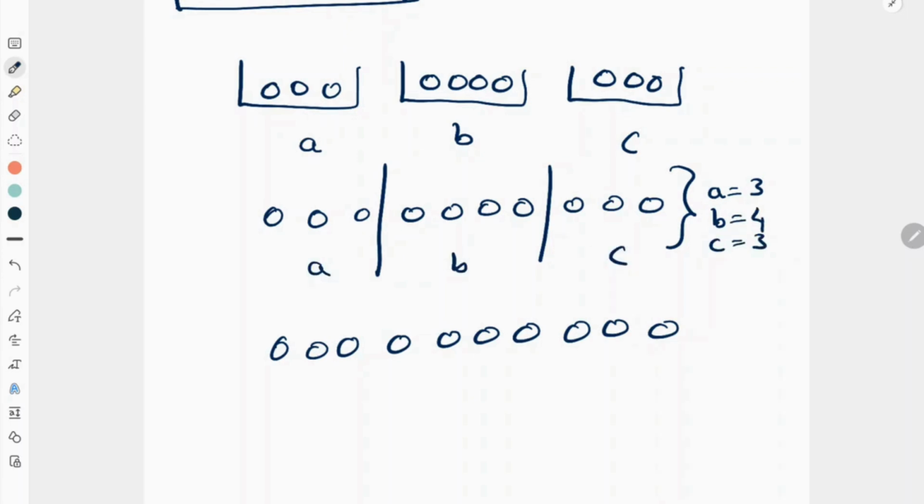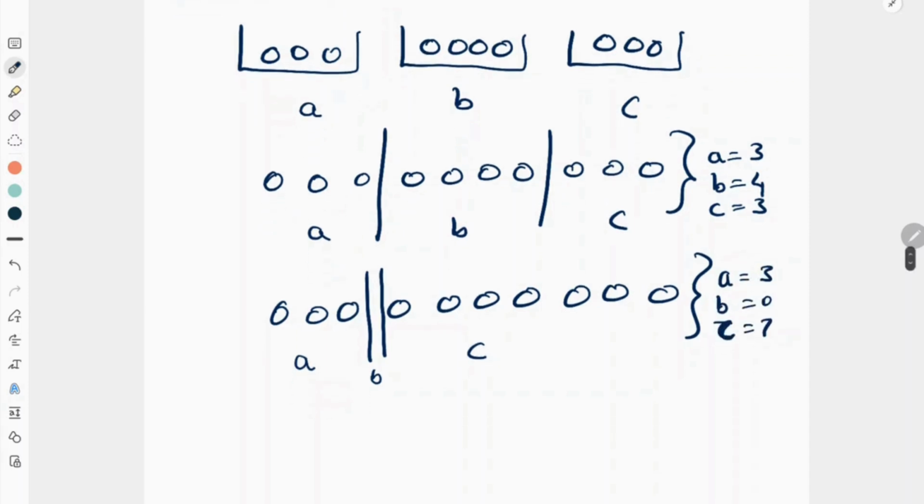Now I want a solution where, let's say, a is equal to 3, b is equal to 0, and c is equal to 7. Then this is a is equal to 3, this is b is equal to 0, and this is c is equal to 7. So this is a fairly general arrangement of balls and these sticks here. But again, I have just rephrased the problem. I have not really solved anything here. So how do you solve something like this?